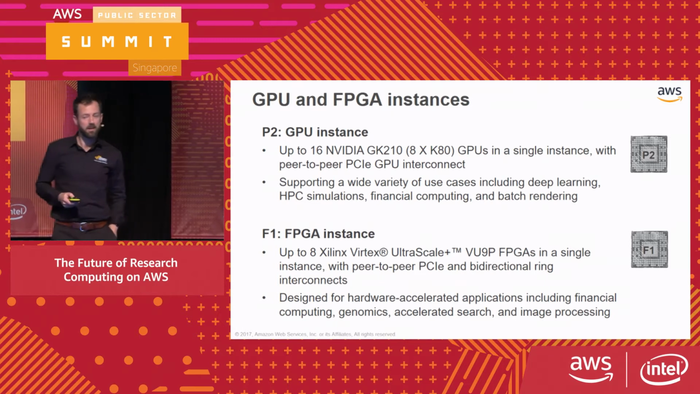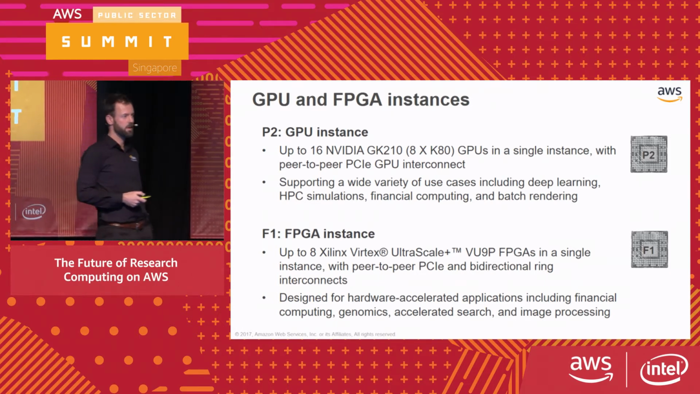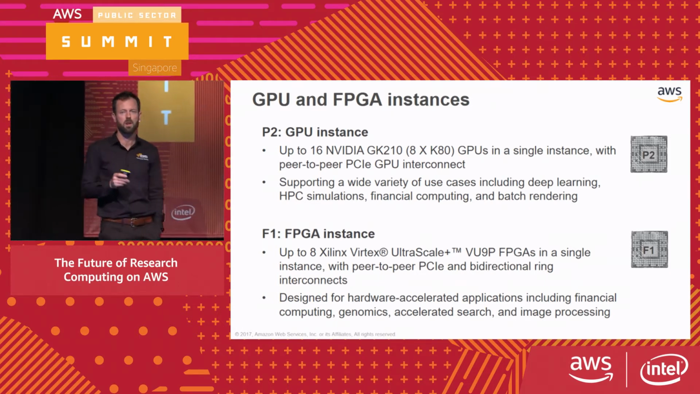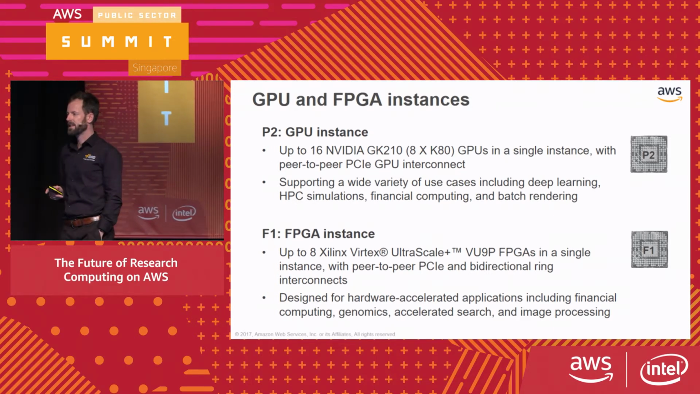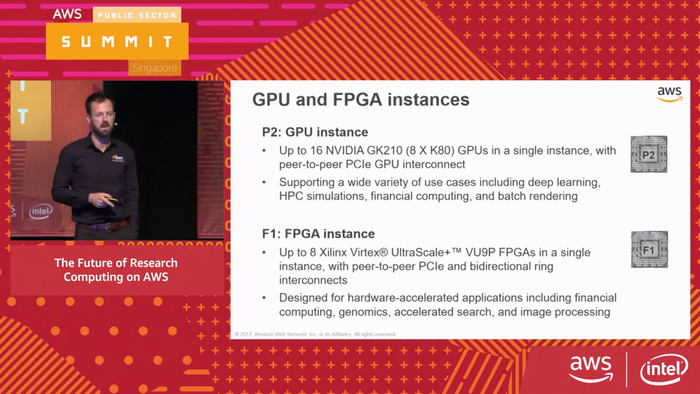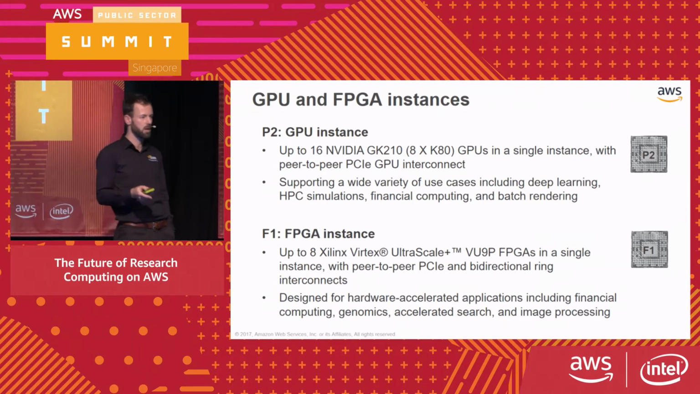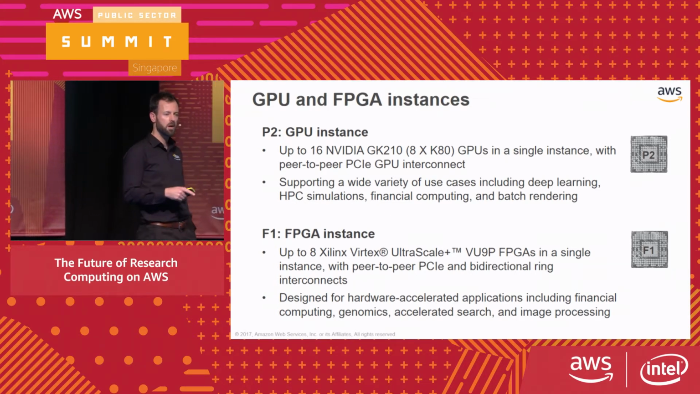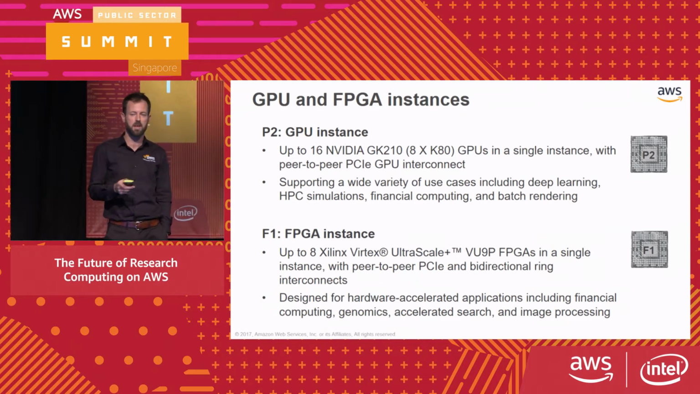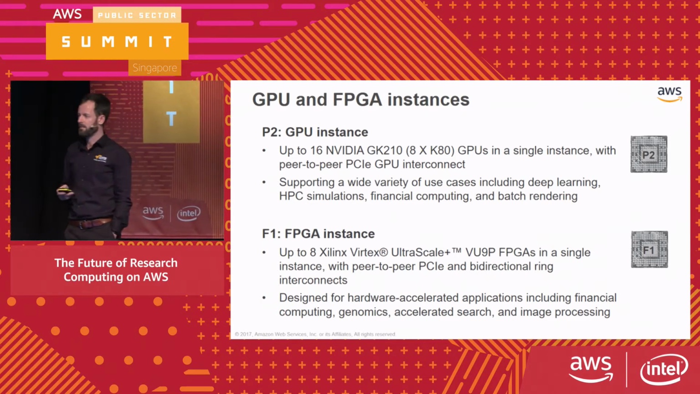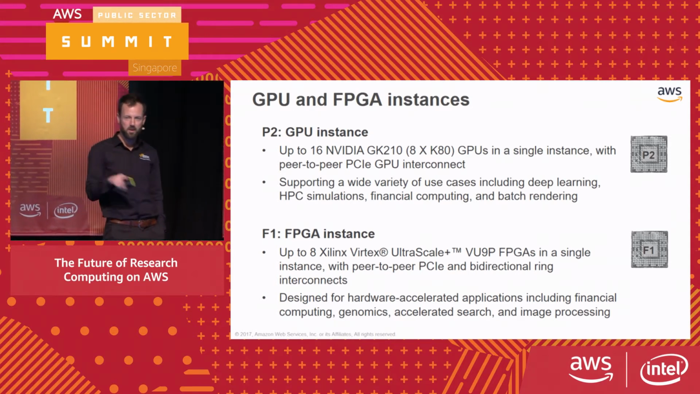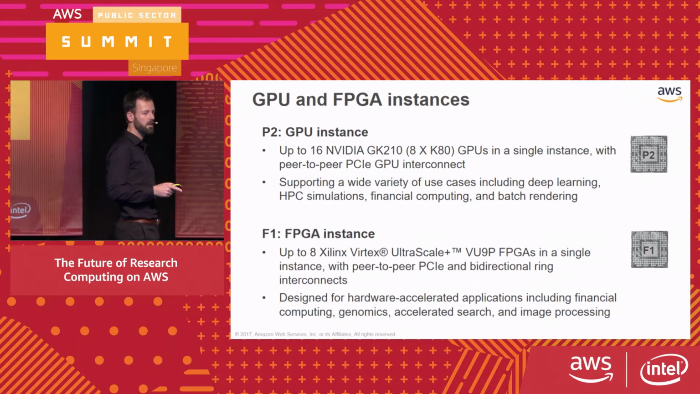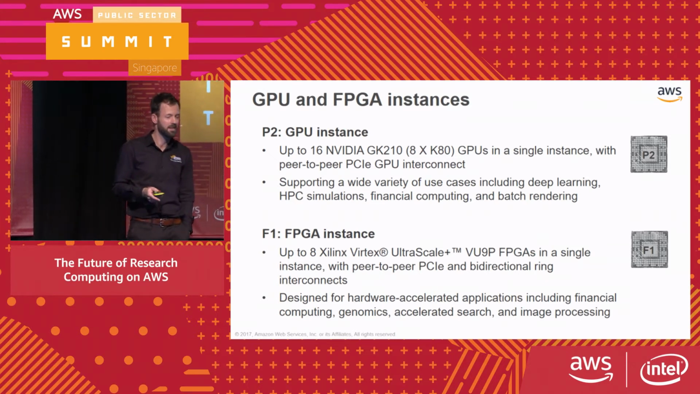A little bit about our accelerator options. The P2 instance family gives you NVIDIA K80 GPUs. These are commonly used for modeling, financial simulation, deep learning, anything that you can offload to do general purpose compute on a GPU. We give you up to 16 of these on a single instance, and very good interconnects between those GPUs so that you can start doing multi-GPU work.